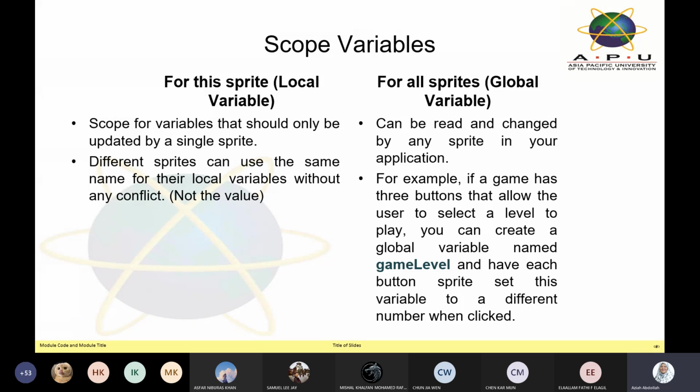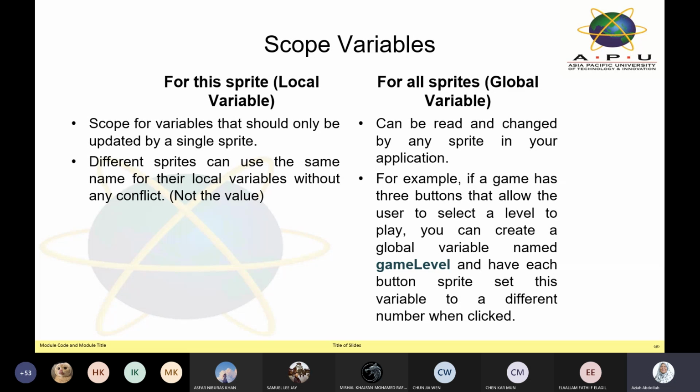So different sprites can use the same name for their local variable without any conflicts. That means others cannot change the value. For all sprites, a global variable can be read and changed by any sprite in your application.